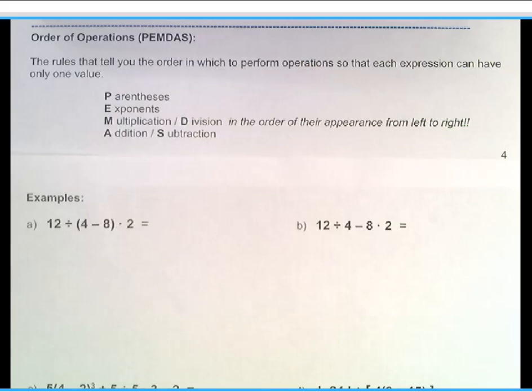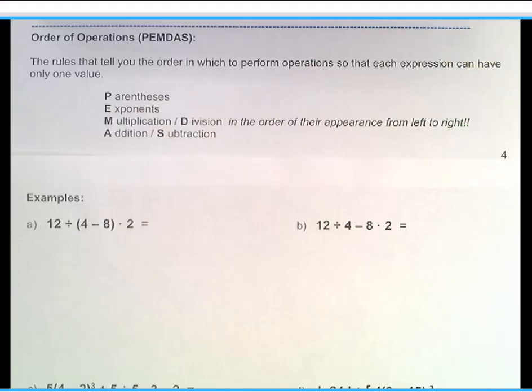But PEMDAS, please excuse my dear Aunt Sally, is the order that you should do math in when you have a multi-step problem with a bunch of different operations. So here's how the rules work, because most people know the order of operations, but sometimes they do them incorrectly. So I'm going to try to correct that with you guys so that you'll do them correctly.